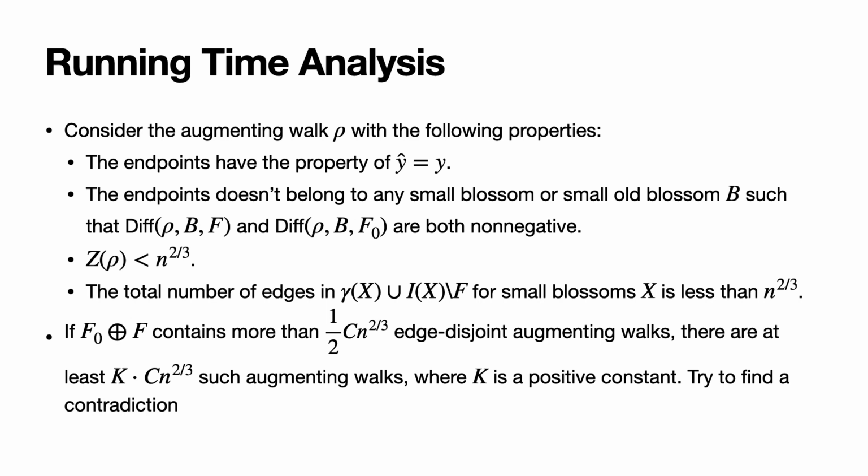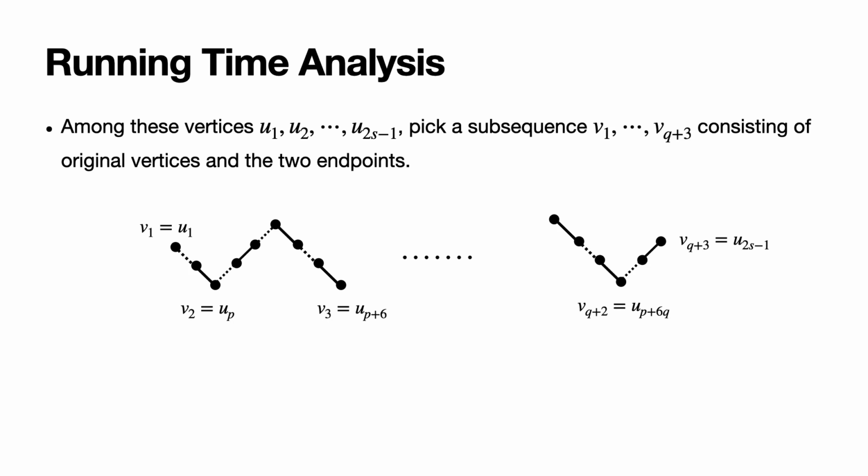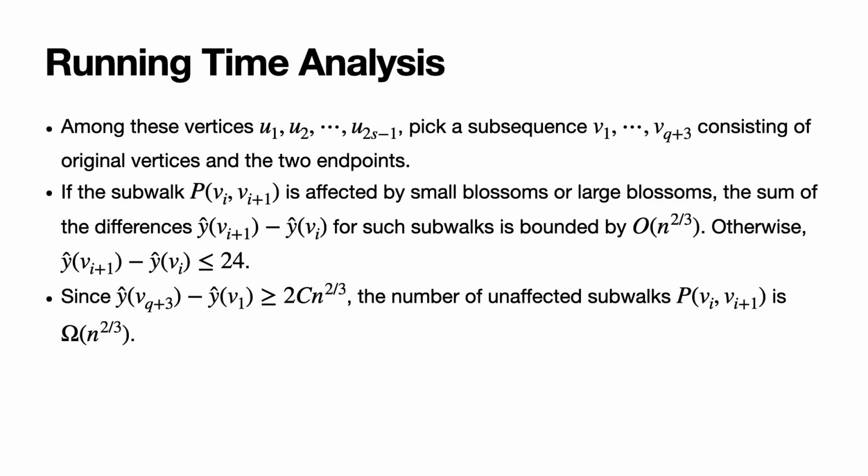We try to find a contradiction. Among those vertices u_1 to u_{2s-1}, pick a subsequence v_1 to v_{q+3}, consisting of the original vertices and the two endpoints u_1 and u_{2s-1}. If the subwalk P(v_i, v_{i+1}) is affected by small blossoms or large blossoms, the sum of the differences height y(v_{i+1}) minus height y(v_i) for such subwalks is bounded by O(n^{2/3}). Otherwise, height y(v_{i+1}) minus height y(v_i) is less than or equal to 24.